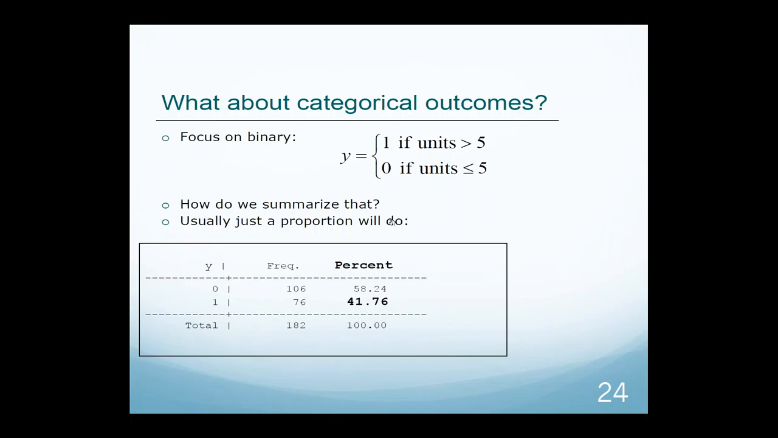So I cannot use median, I cannot use mean, I cannot use standard deviation. What I will use is the proportion. So I can use proportion to summarize my variable. And in this case, I can say that 41.7% of my patients got a high number of units, more than 5 units of blood.